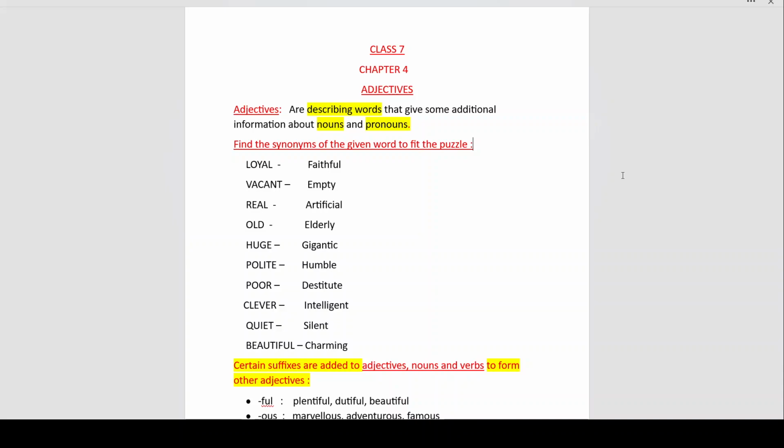Number 4. Old, elderly, huge, gigantic, polite, humble, poor, destitute, clever, intelligent, quiet, silent, beautiful, charming.